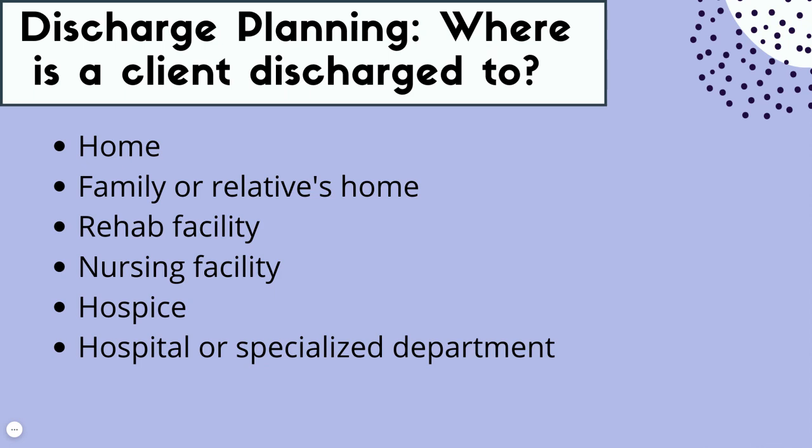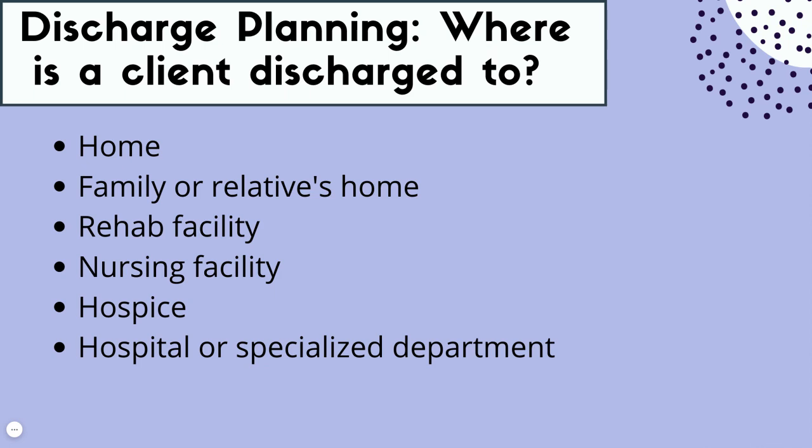They may be going home. They may be discharged to a family or relative's home. So maybe a partner, a brother or sister, or a child might be caring for them. Also note that if they're being discharged to home, some might be independently discharged with no help. Other people might be discharged to home with some home health care. Maybe an aide is coming in or a medical assistant is coming in.